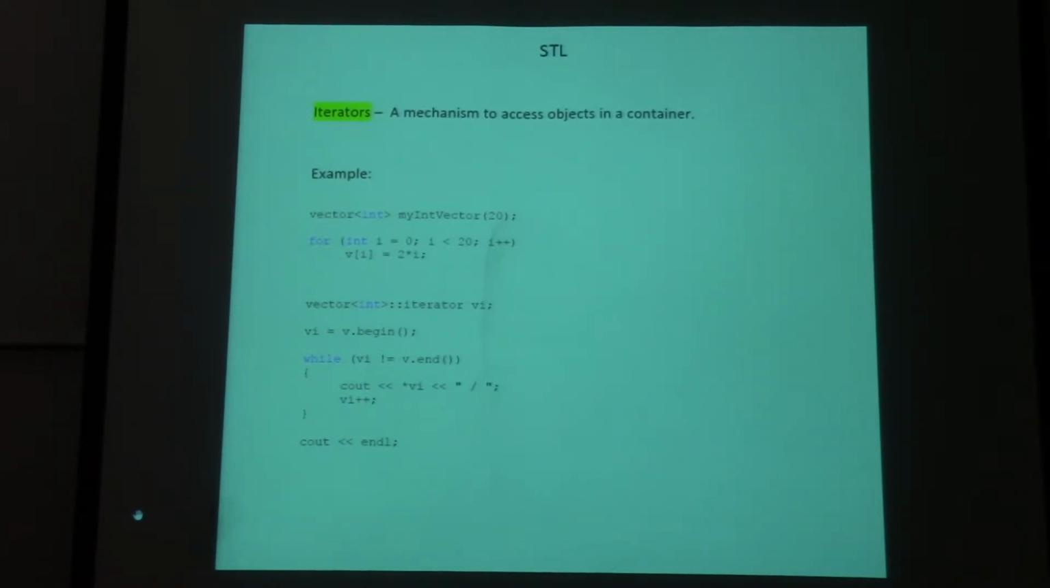How? I don't care. I don't care if it's indexing it, if it's following pointers. Plus plus is going to make the vi point to the next element. So once it's moved to the next element, if it's not the end, print it, keep moving. Eventually, vi plus plus is going to move it on to the end value, and then this condition will be false. It will be equal to the end, in which case we'll drop out and we'll print an end line. So we process a container using an iterator.